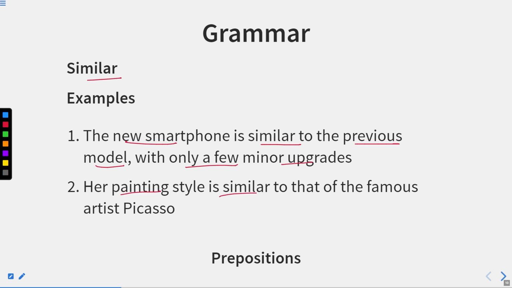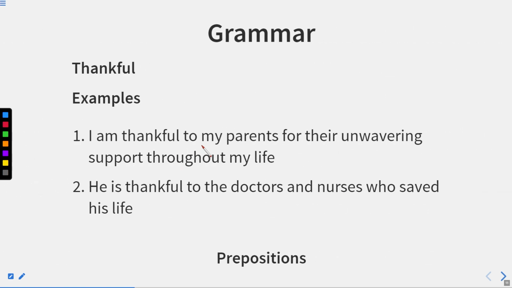Her painting style is similar to that of the famous artist Picasso. So there is a famous artist named Picasso, and her painting style, both are similar to each other. So similar to means which has the same qualities or similar factors as that of another one. So similar to means which resembles or depicts the same pattern or same style. Now let us move to the next one.